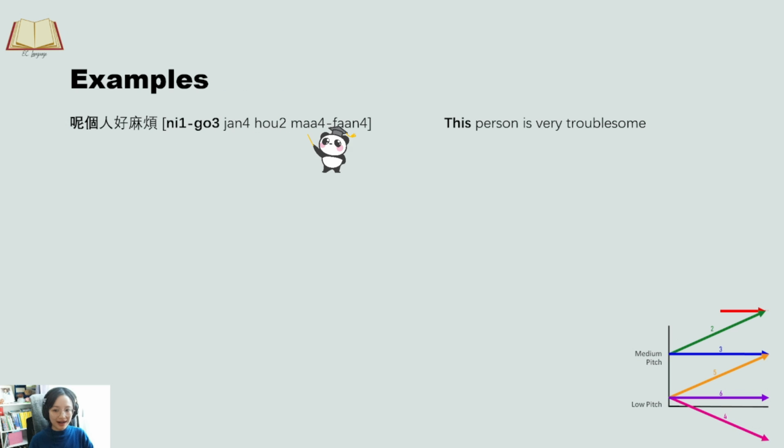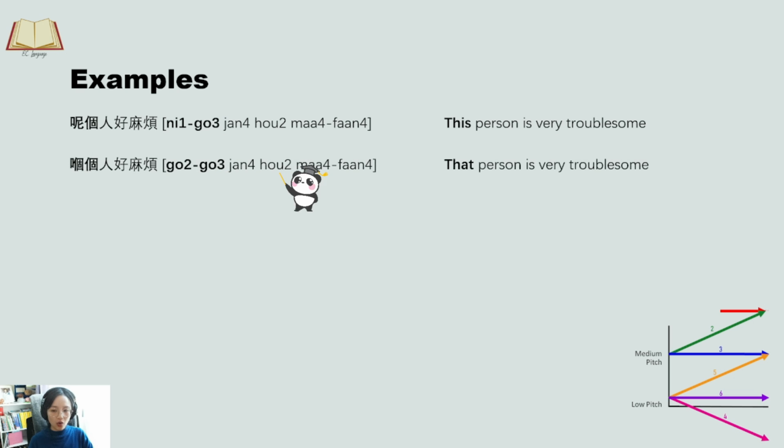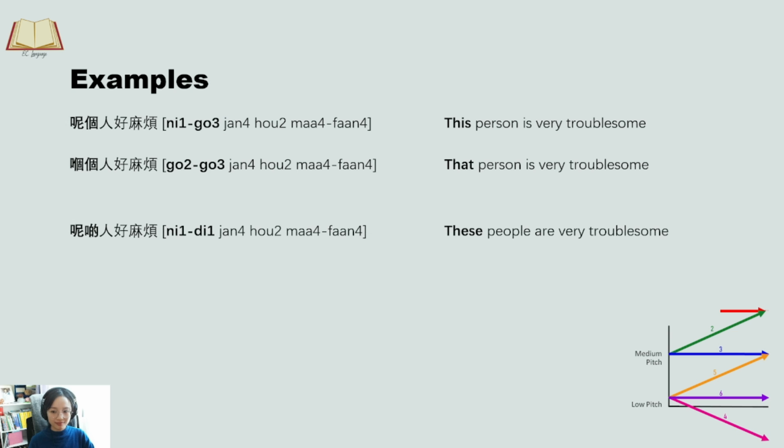呢個人好麻煩 This person is very troublesome. 嗰個人好麻煩 That person is very troublesome. 呢啲人好麻煩 These people are very troublesome. 嗰啲人好麻煩 Those people are very troublesome.